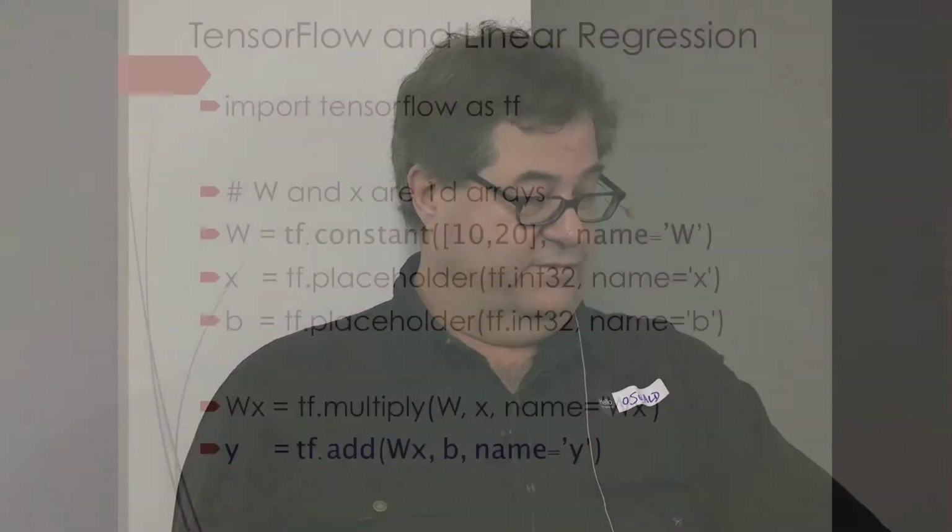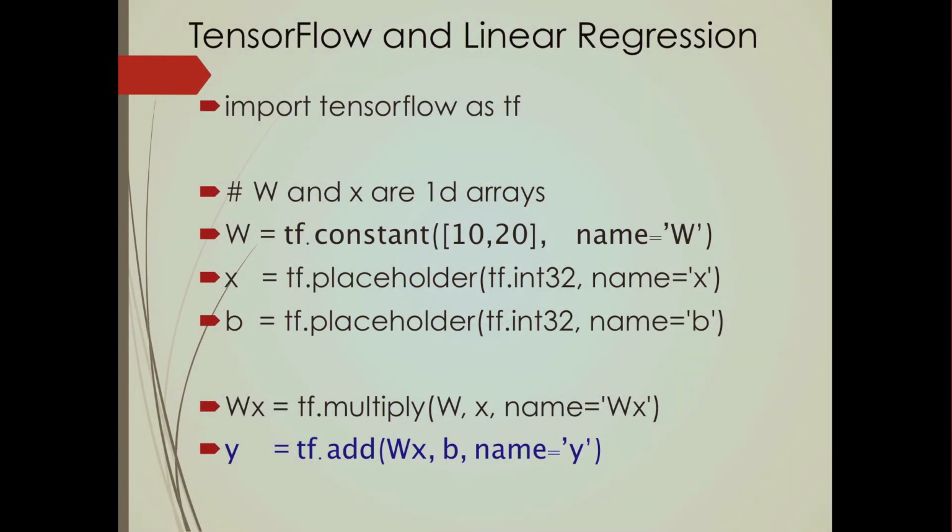So now what do we have? An example. We have W, it's going to be a one-dimensional array. X and B. Look what we have, WX. That's W times X. What's Y? WX plus B. What's that? The generalization of Y equals MX plus B, the line, it's the hyperplane. This is linear regression in TensorFlow. That's how you do it. That's how the frameworks do it.